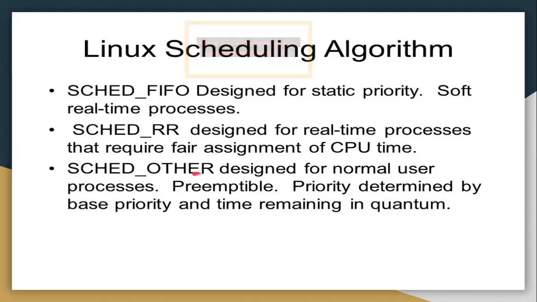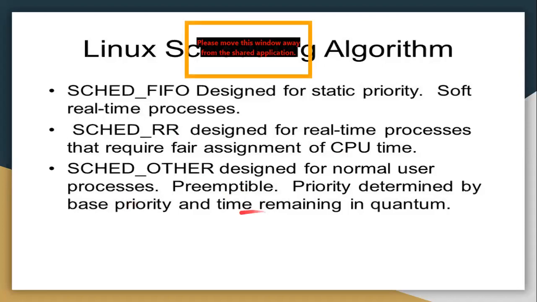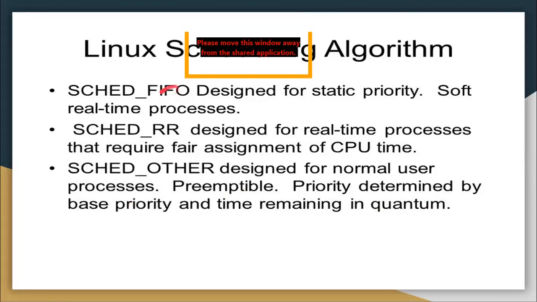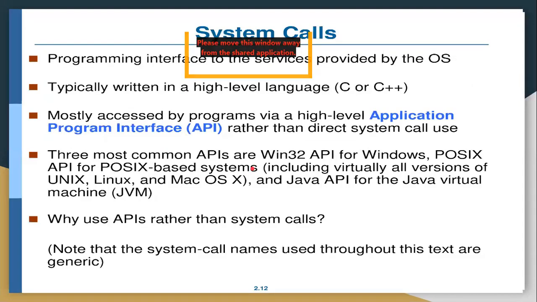And other scheduling algorithms are for the normal user. Preemptive means that in between it can leave and go for the higher time or lower time, or depend upon the priority also. So priority is determined on the base priority and the time remaining in the quantum. So they are the few algorithms. It depends upon the kernel and the kernel policy, what kind of scheduling algorithms they want to adopt. Fine. So these are all your scheduling algorithms.